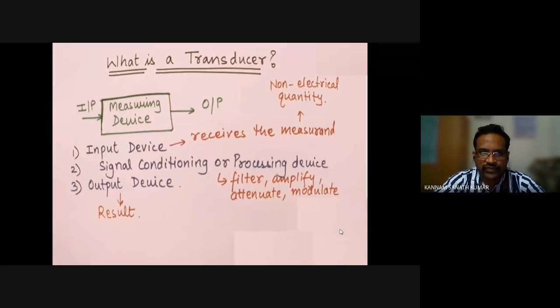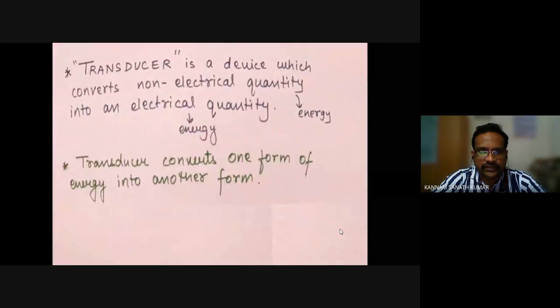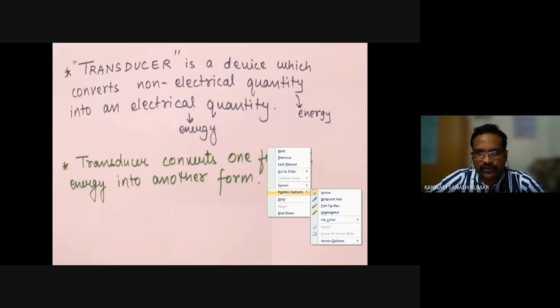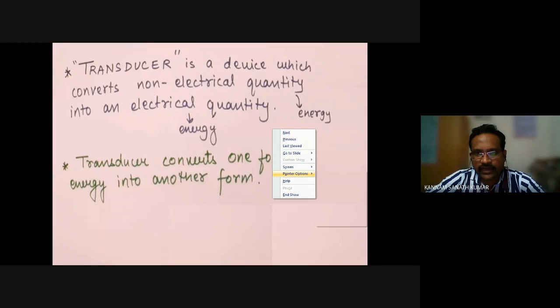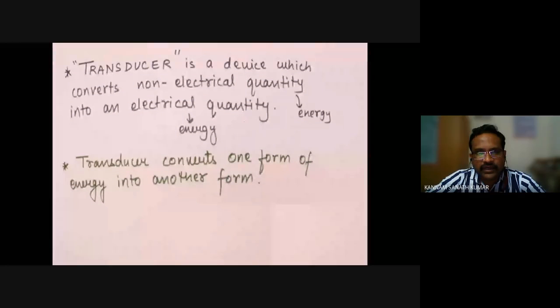This transducer will convert this non-electrical quantity to an electrical quantity. So here is the definition: a transducer is a device which converts a non-electrical quantity into an electrical quantity. That means the non-electrical quantity can be an energy form, and the electrical quantity is also energy.